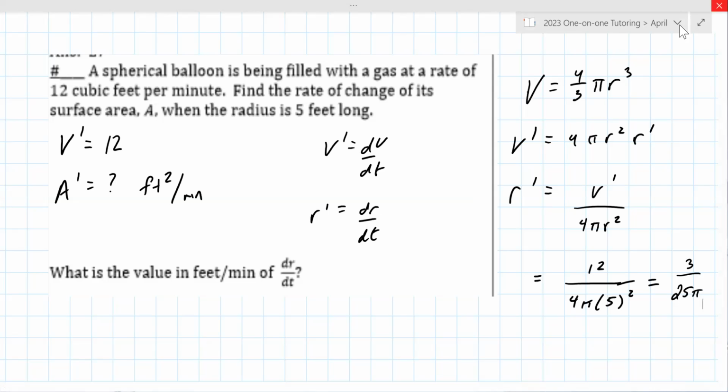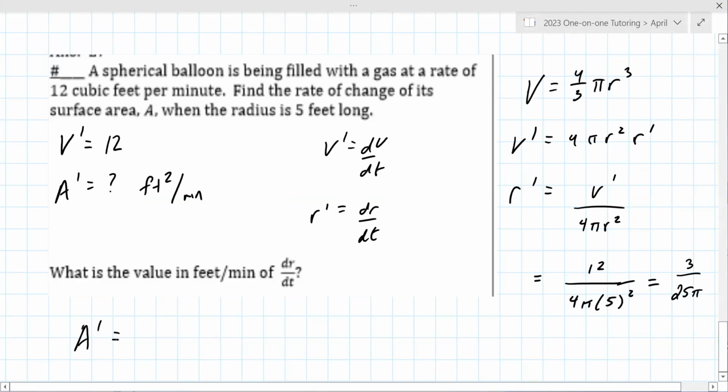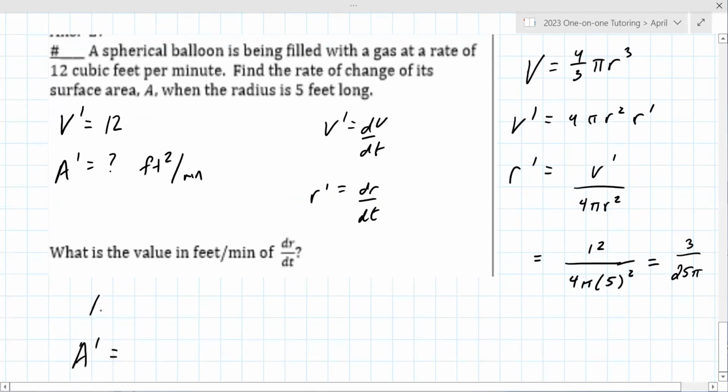And I believe that's an option choice. So if we were to find the surface area prime here, we'd start by knowing that, okay, we need the surface area formula. Surface area is 4 pi r squared, so A prime would be 8 pi r prime.